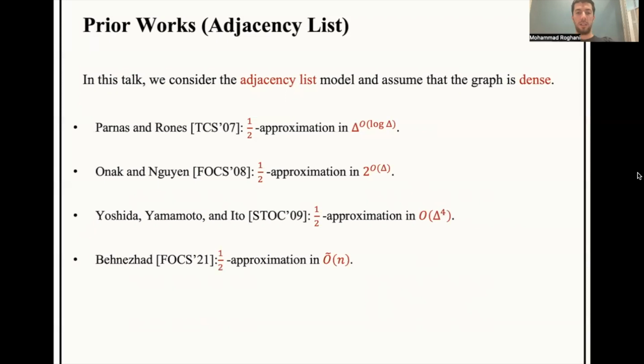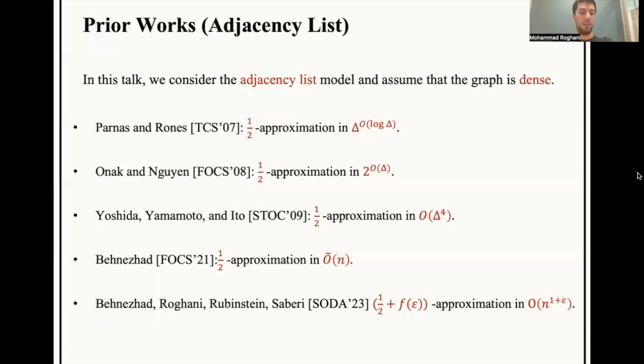Behnezhad, in a breakthrough result, got a half approximation in O~(n). Recently, in the last SODA, Behnezhad, Roghani, Rubinstein, and Saberi beat the half approximation ratio with a running time of n^(1+epsilon), which is slightly worse than linear time. Note that if we consider all the previous work before the paper by Behnezhad, and we let delta be equal to n, like the graph is dense, none of the previous works are sublinear anymore. So only the last two works are sublinear for dense graphs.